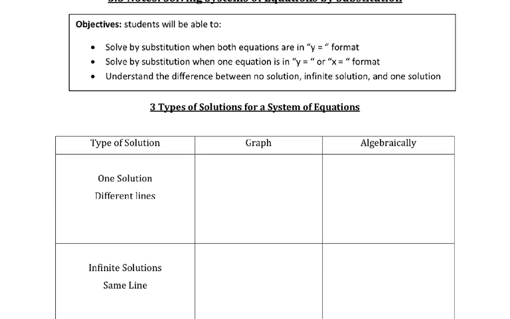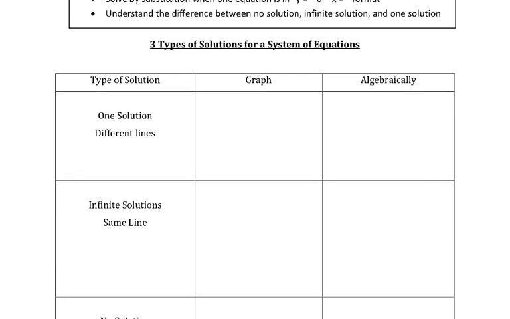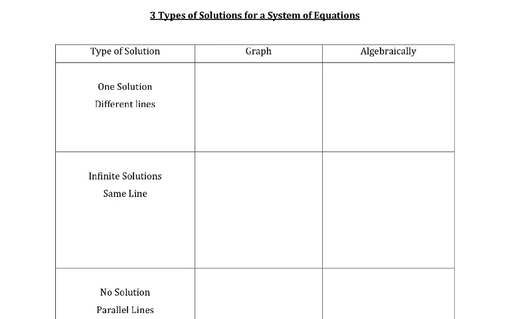this substitution method. So let's just review the three types of solutions, what they look like graphically, and then what they're going to look like algebraically. When you have one solution, that means you have different lines that intersect in one singular point. So right here would be your one point of intersection, and that is how you visually know that you have one solution.